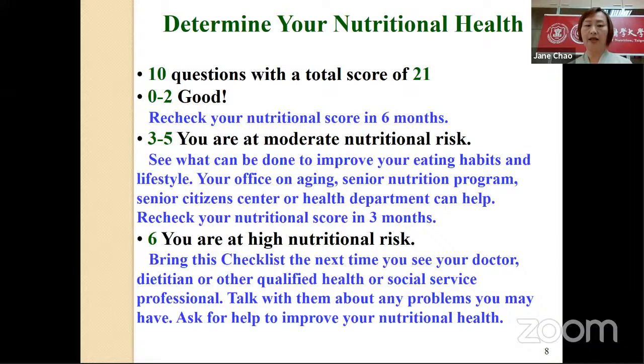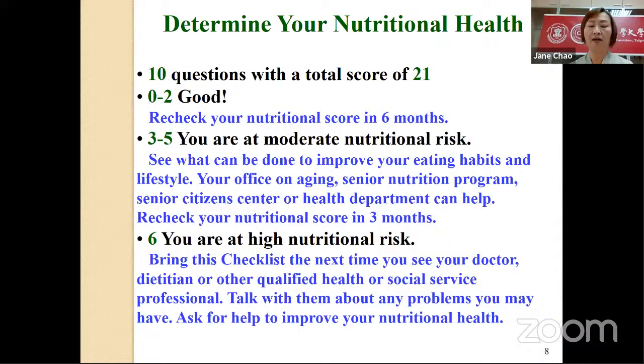If the person gets 0 to 2 points, that means you are at a good nutritional status. Recheck your nutritional score in 6 months. So that tells us, even if you are at a good nutritional status, for the elderly, you have to check your nutritional status every 6 months. That means every half year.